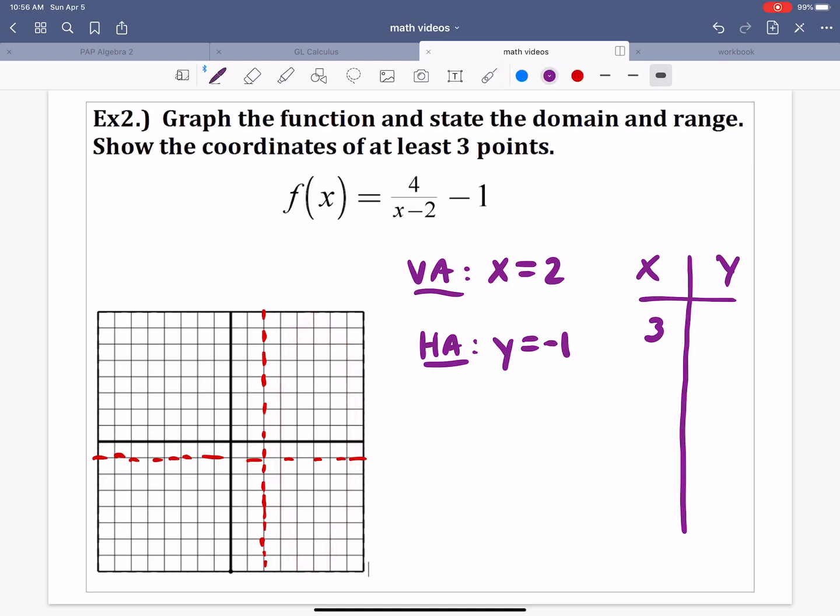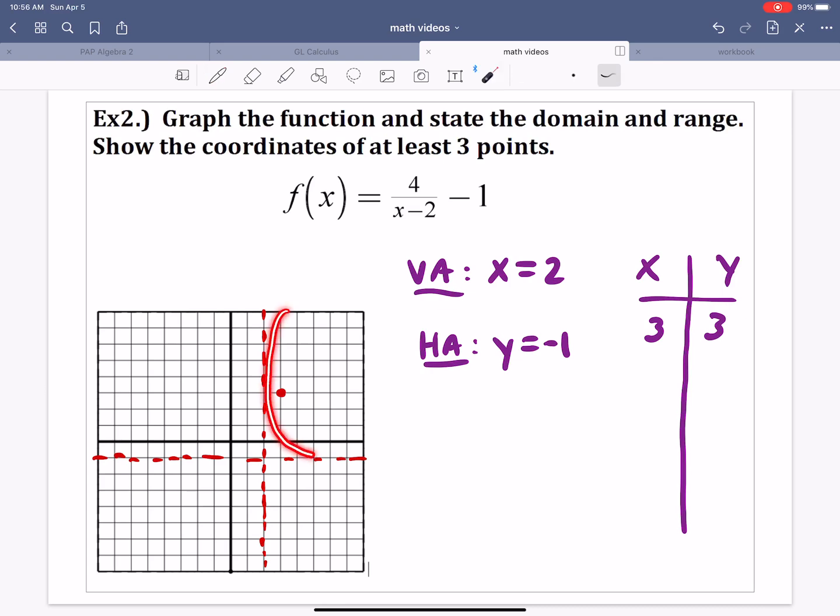Okay, so if I plug a 3 in for x, 4 divided by 3 minus 2 is 1, so 4 divided by 1 is 4. 4 minus 1 is 3. So there's a point right there, (3, 3). I'm going to plot that on my graph, 1, 2, 3, 1, 2, 3. Now remember, this point, the location tells you a hint.